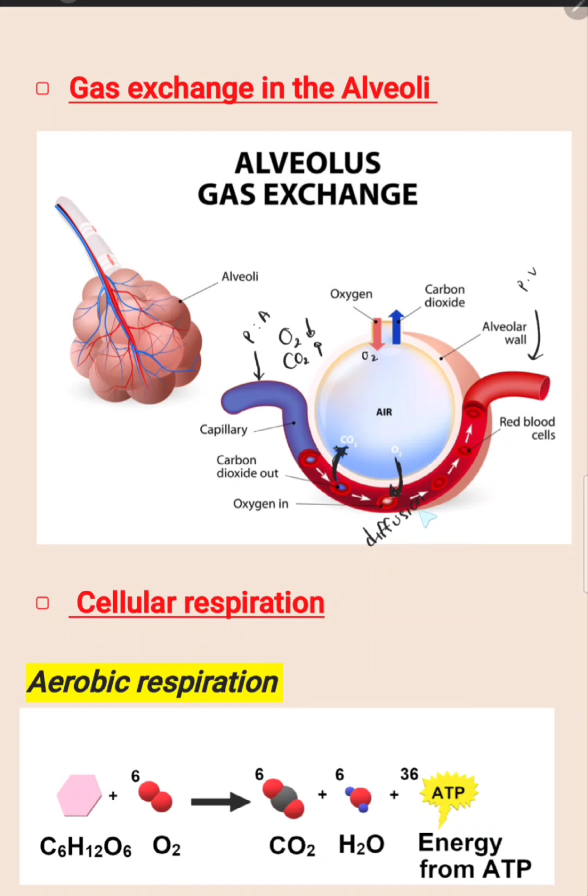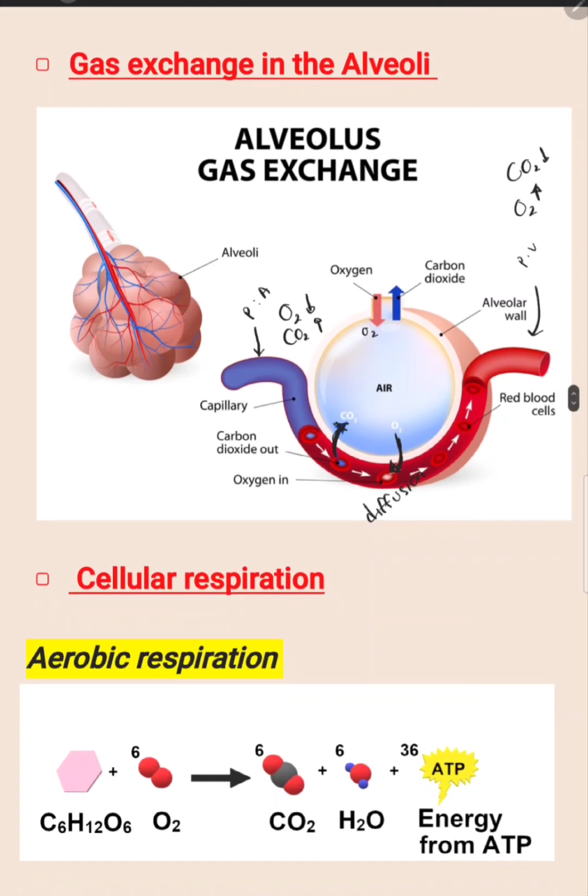After this diffusion, the pulmonary vein contains oxygenated blood. That means the oxygen concentration is higher and the carbon dioxide concentration is lower. This is the gas exchange in the alveoli. Now you know that gas exchange in the human being is done in the alveoli. The alveoli are considered the respiratory surface of the human being.